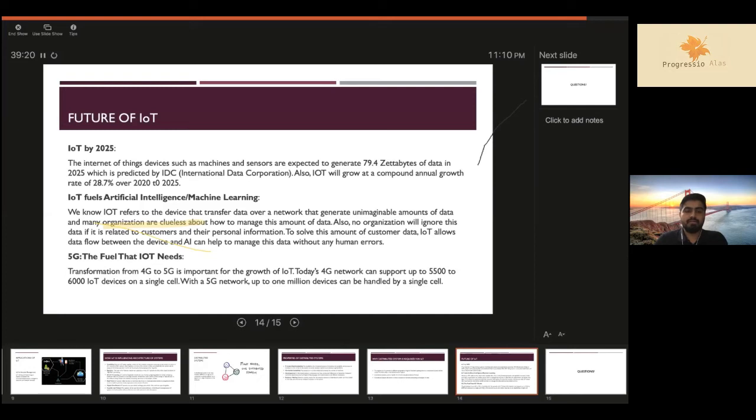Another thing is 5G, and 5G is fueling IoT needs, and it might become the backbone of the Internet of Things. It is really important that the transformation from 4G to 5G comes really soon, because it's really helpful for the growth of IoT. Today's 4G networks can support up to 5,000 to 6,000 IoT devices on a single cell. But the 5G network can scale up and handle up to a million devices in a single cell. So you can see how many times this increases and how much scope it gives for IoT devices to grow.